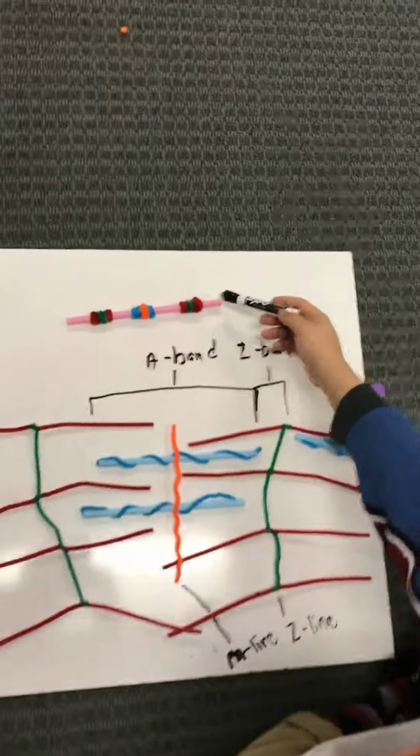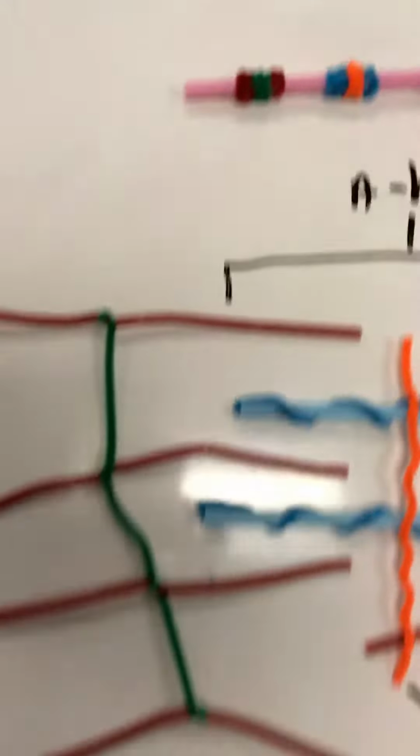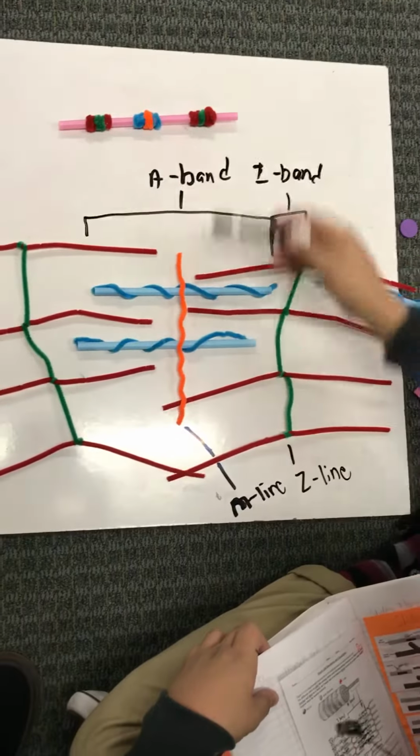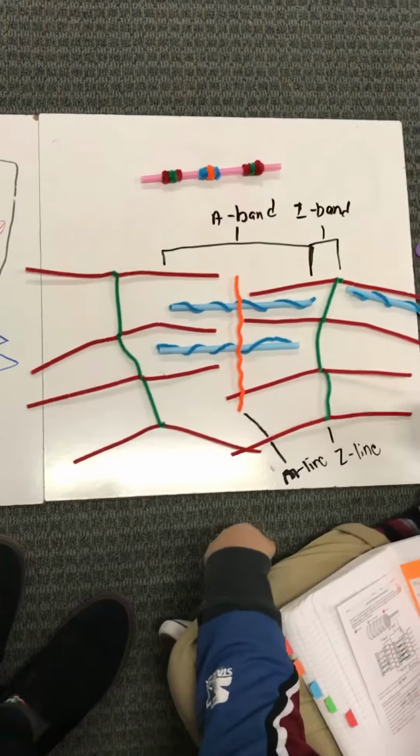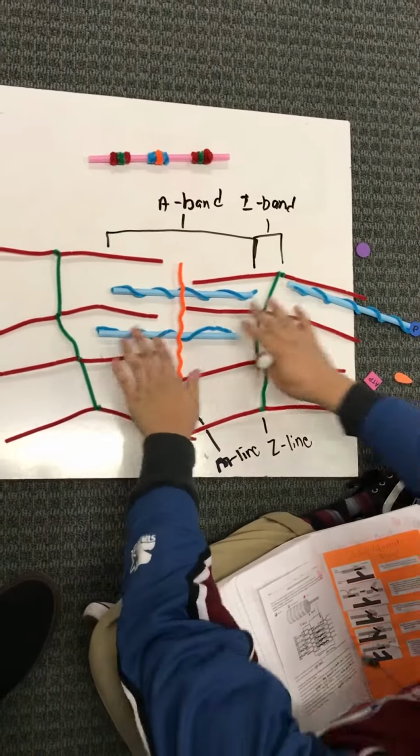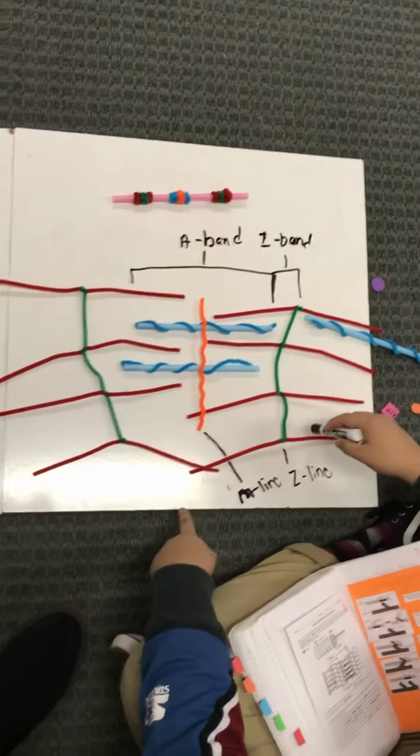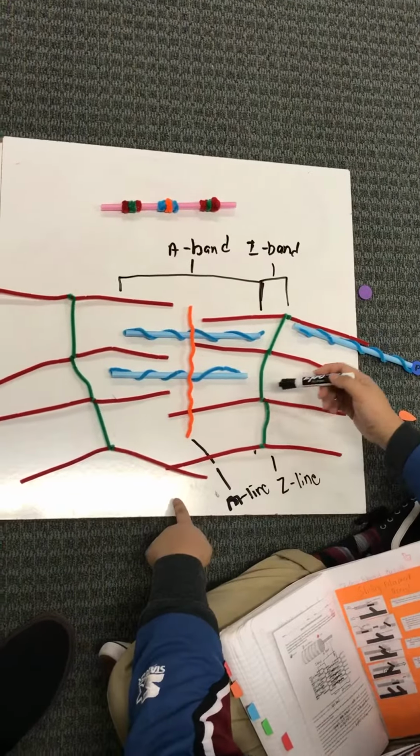The sarcomere is defined by the distance between two Z lines, and the M line, which runs down the middle in the orange, holds it all together. The two main components of a sarcomere are actin in red and myosin in the middle. Actin is the thinner filament, myosin is the thicker filament.